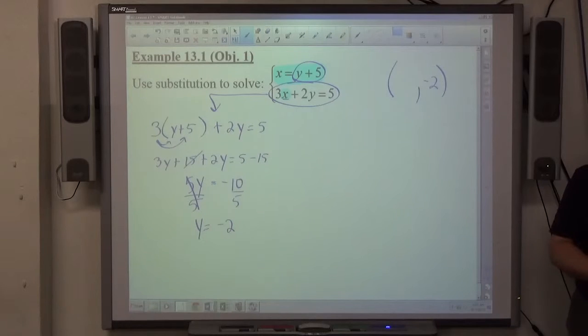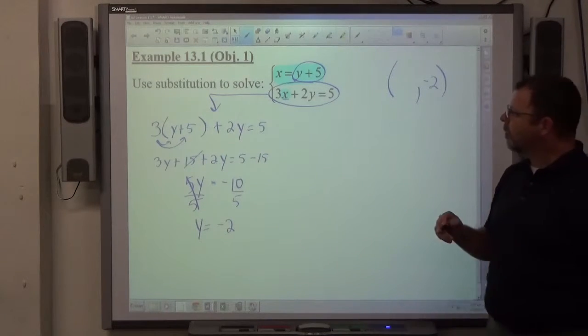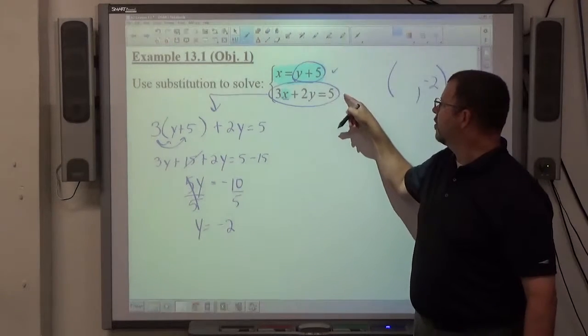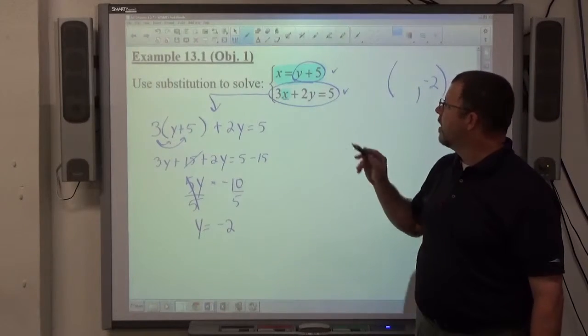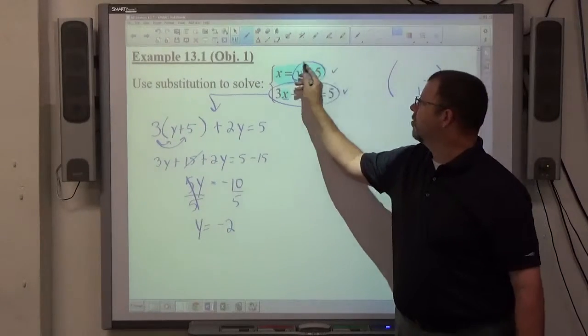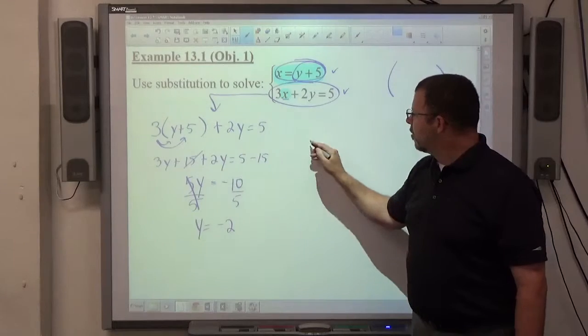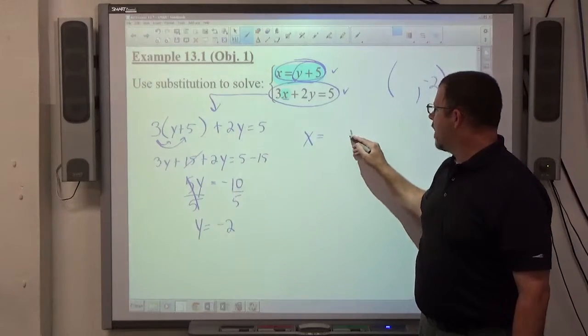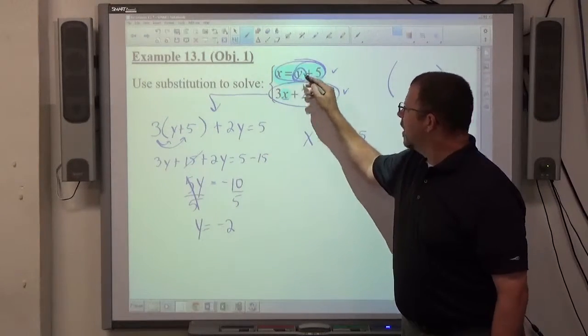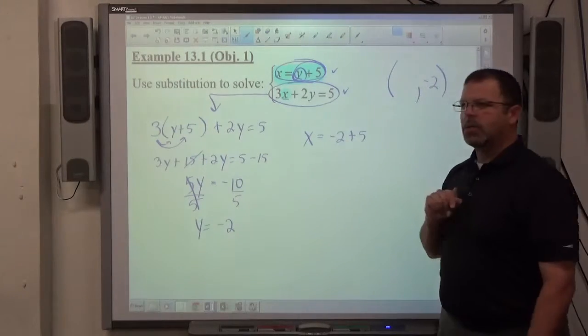Okay, I'm looking for x also. So now, once I know what y equals, I've got to go back to either this equation or this equation to figure out what x equals. The easier equation to go back to is our substituting equation. Notice it says x equals y plus 5. Instead of writing y, though, I'm going to write negative 2 because that's what y equals.